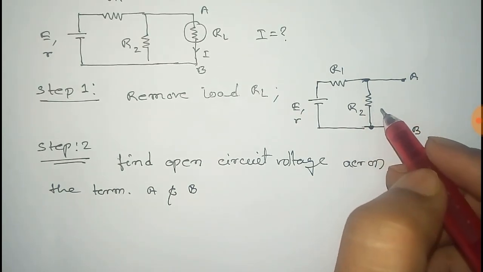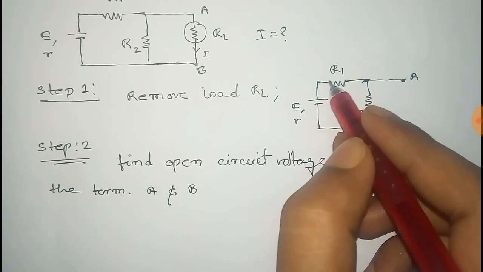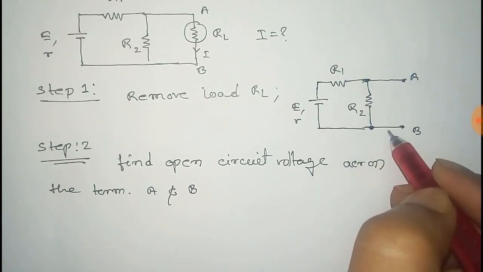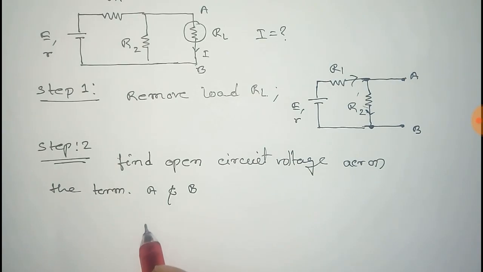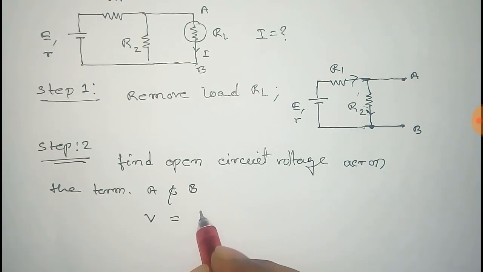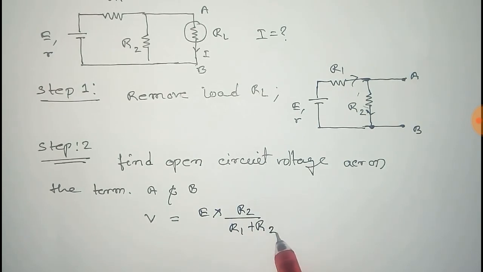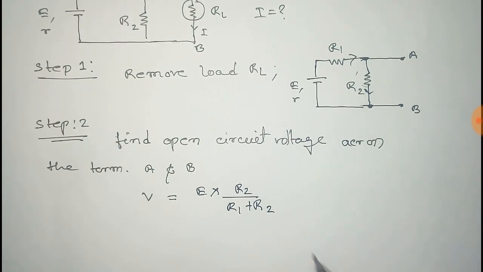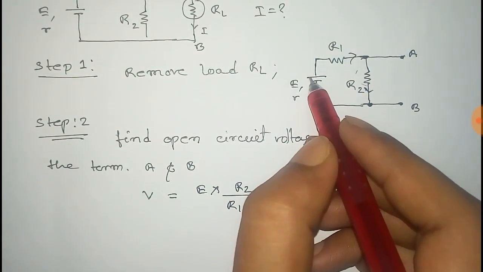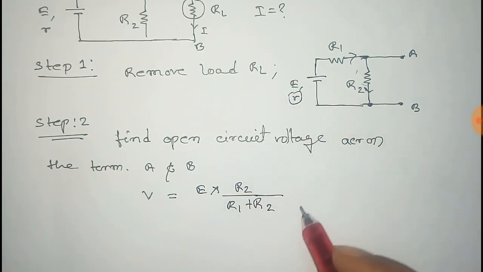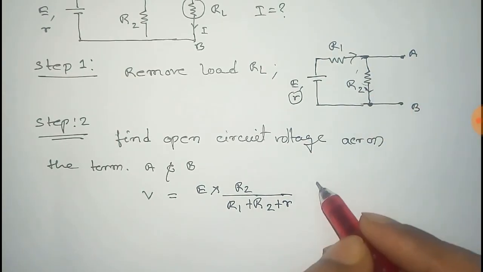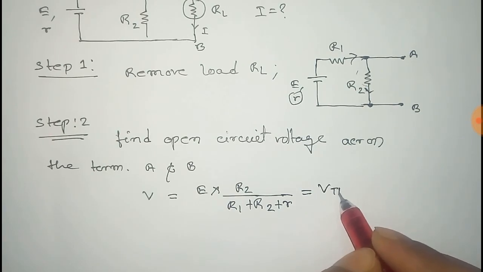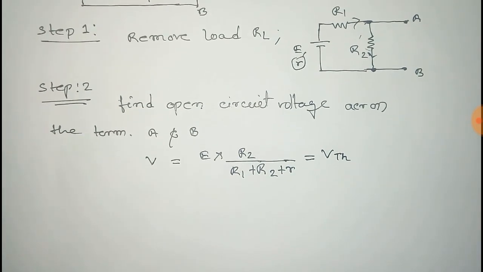So you can see that the current in this circuit is in this direction, because there is no current through A, since that is an open circuit, so the current flows in this direction only. By the voltage divider rule, the voltage across the resistance R2 is equal to the EMF times R2 by R1 plus R2. And you can see that there is the internal resistance of the battery source, so we have to add this internal resistance r with that. Thus we get the voltage across R2 and across AB, and that is called the Thevenin voltage. Thus we get the Thevenin voltage of the circuit.